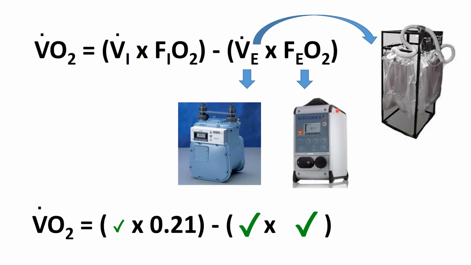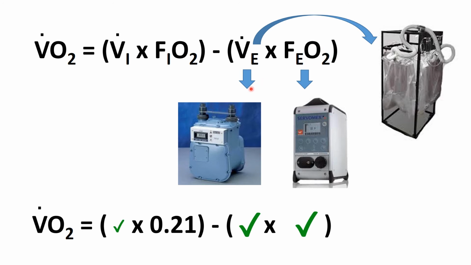When we attach it to this expired air sample, it tells you the fraction of expired oxygen. Actually, what it tells you is the percentage of expired oxygen, and then we divide it by 100 to get a fraction. But that's what it's doing. It's telling you this number here. So when you're doing your labs and measuring your oxygen percentage on the Servomex, you're doing it to take care of this part of the equation. So you're working out your fraction of expired oxygen.